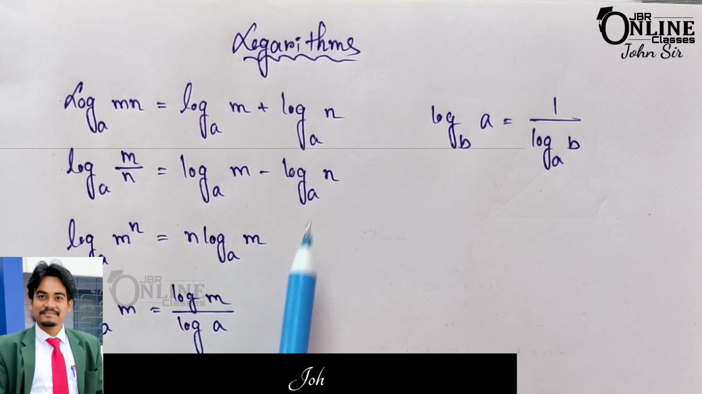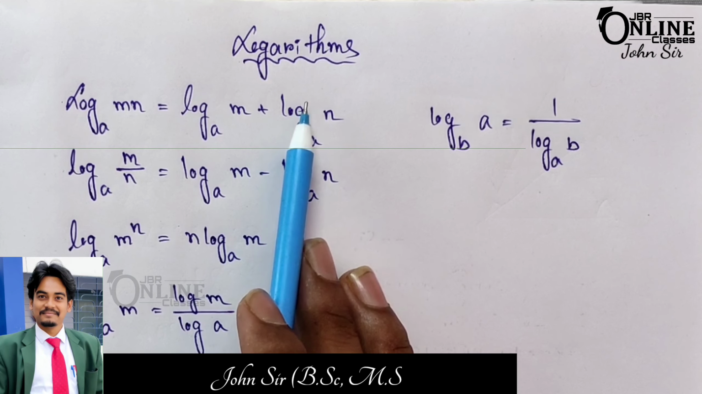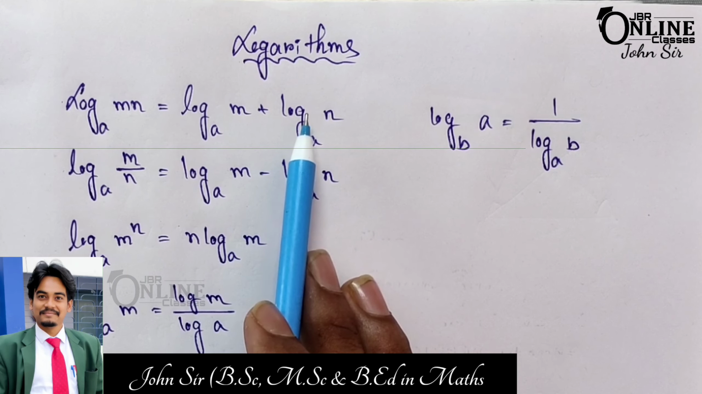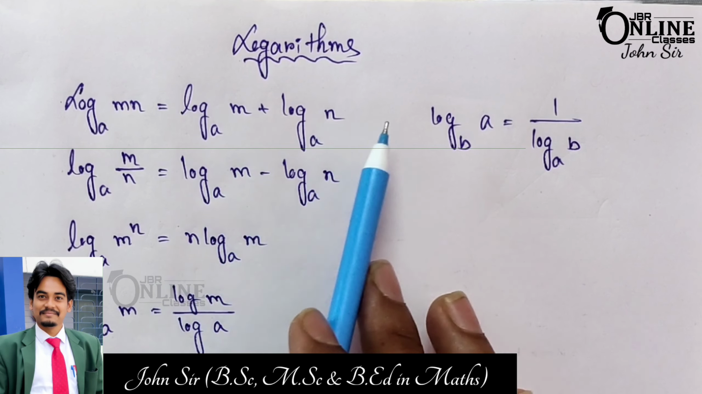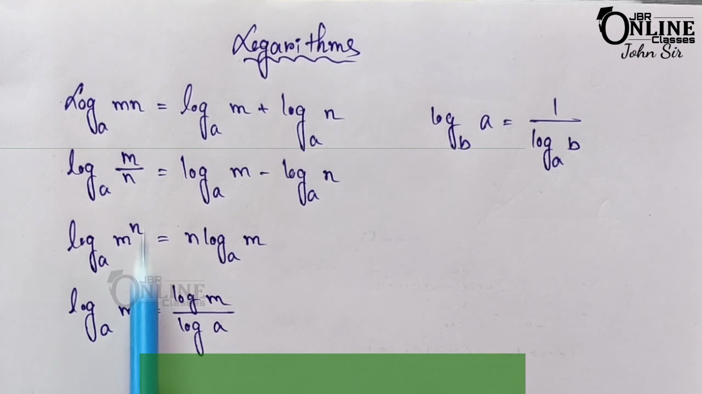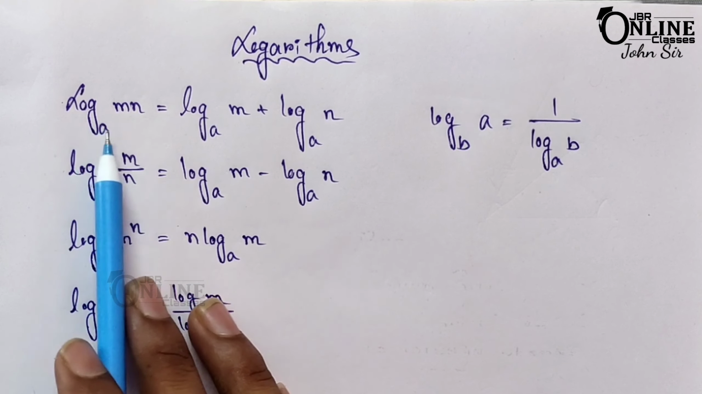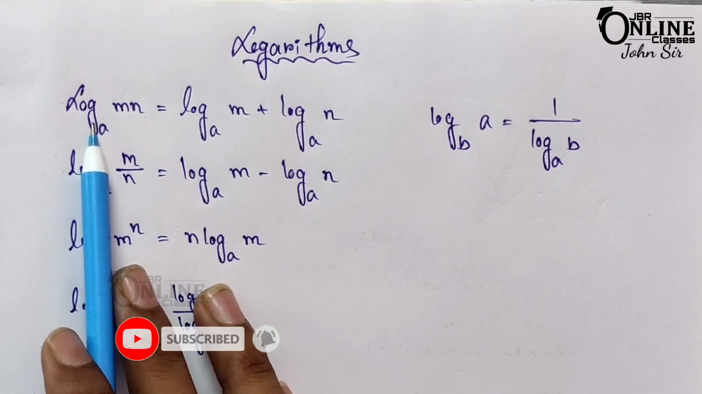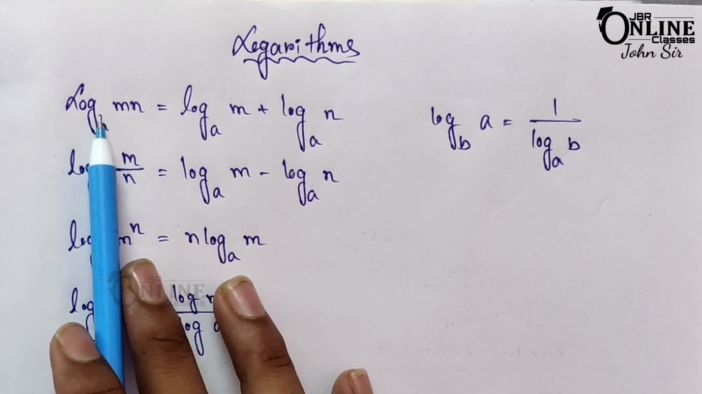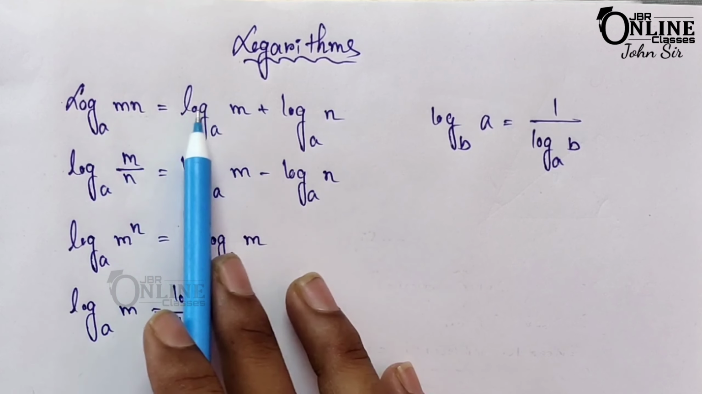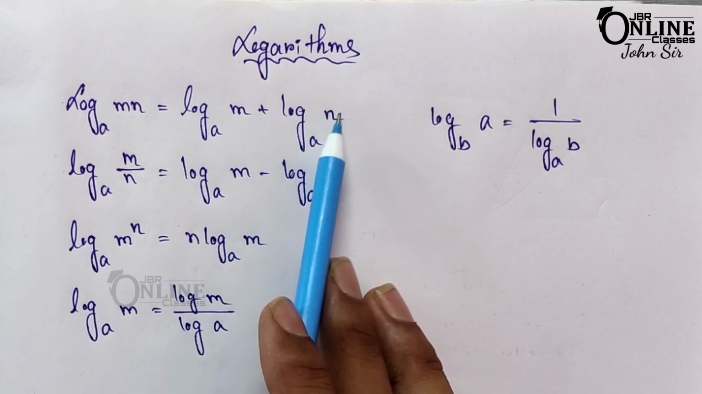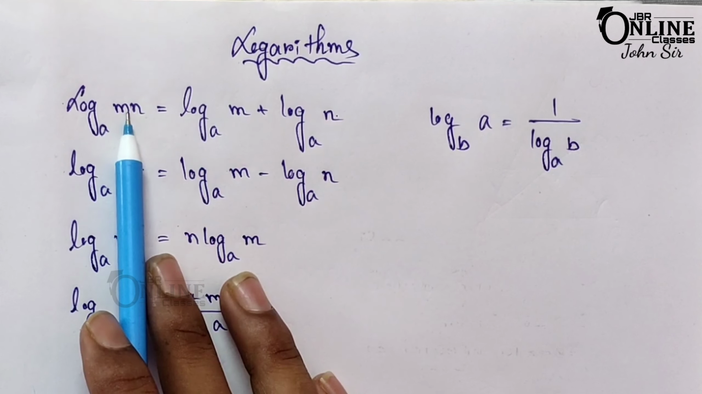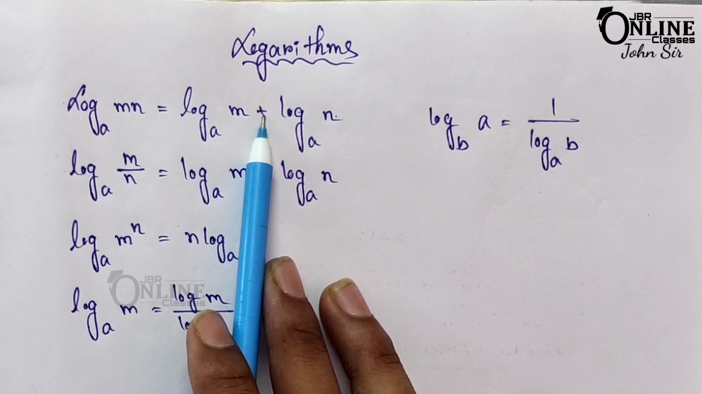Hello everyone, this is the second video from the chapter logarithms, and here I am going to solve exercise 9.2. Before I solve this exercise, first we have to know some formulas. The first one is log with base a of m into n. That is the product law. In the product law, if it is m into n, then it will be log m plus log n. If there is multiplication, then there will be addition.